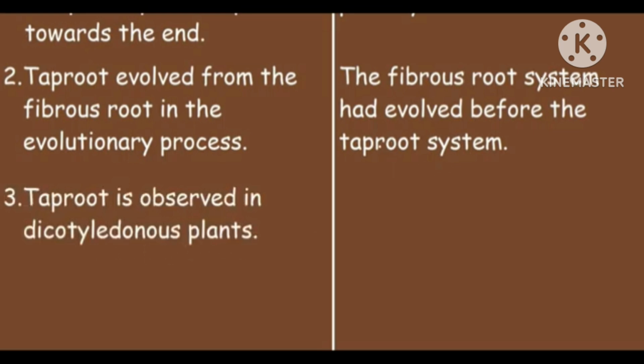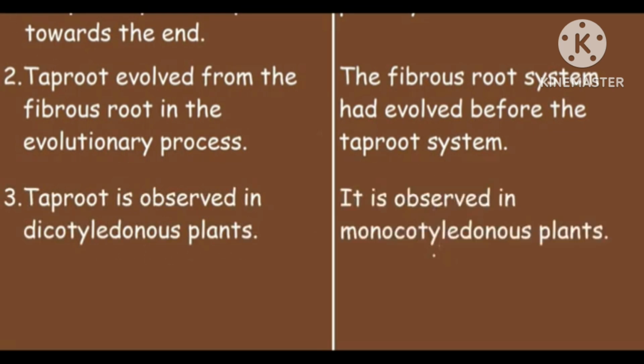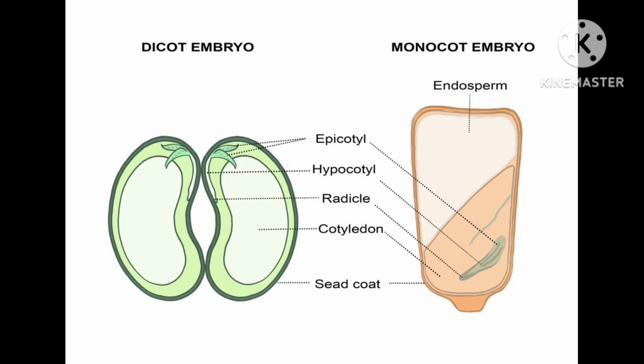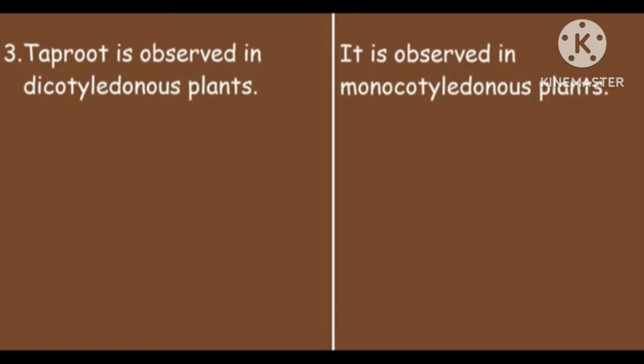Taproot is observed in dicotyledonous plants, whereas the fibrous roots are observed in monocotyledonous plants. You can see here, dicot embryo means two cotyledons, that is, two seed leaves will be there, whereas monocot embryo means only a single leaf will be there. So this is the main difference.